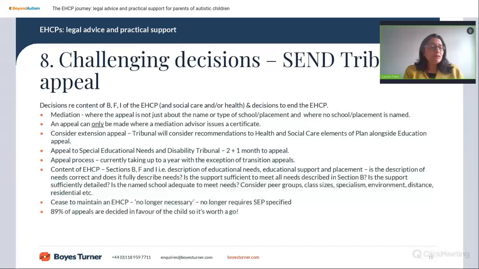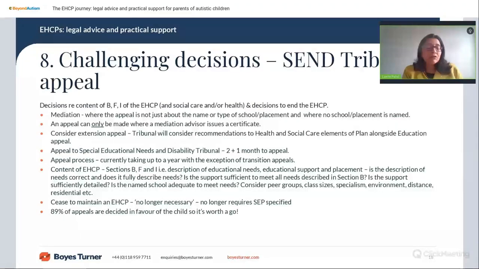Consider whether you want to have social care and or health included in your education appeal. Remember that there are tight deadlines to appealing to the SEND Tribunal. Do not miss these. And remember that currently appeal processes are taking quite a long time unless you're looking at transition appeals, in which case the tribunal is trying to squeeze those in earlier.